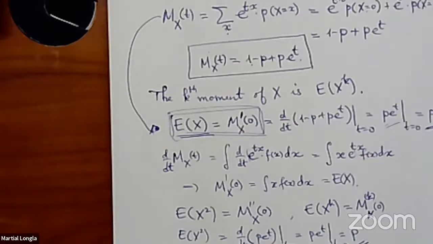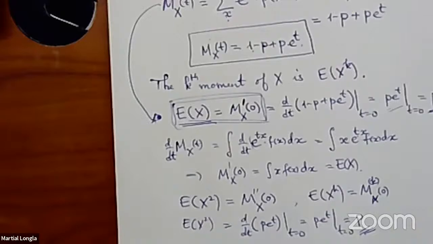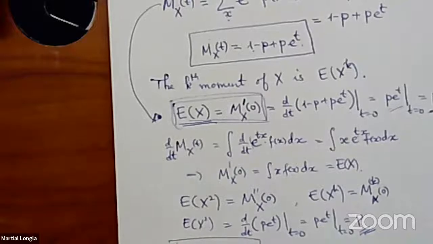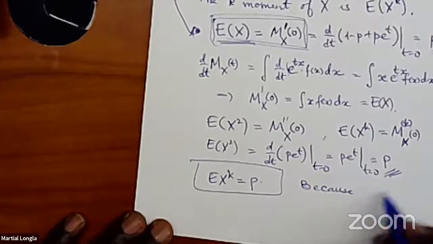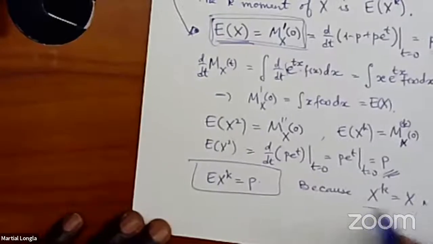And in fact, for the Bernoulli random variable, the expected value of x to the power k is going to be p for any k. Why is it? Simple to see that. Look here. X to the power k is x.